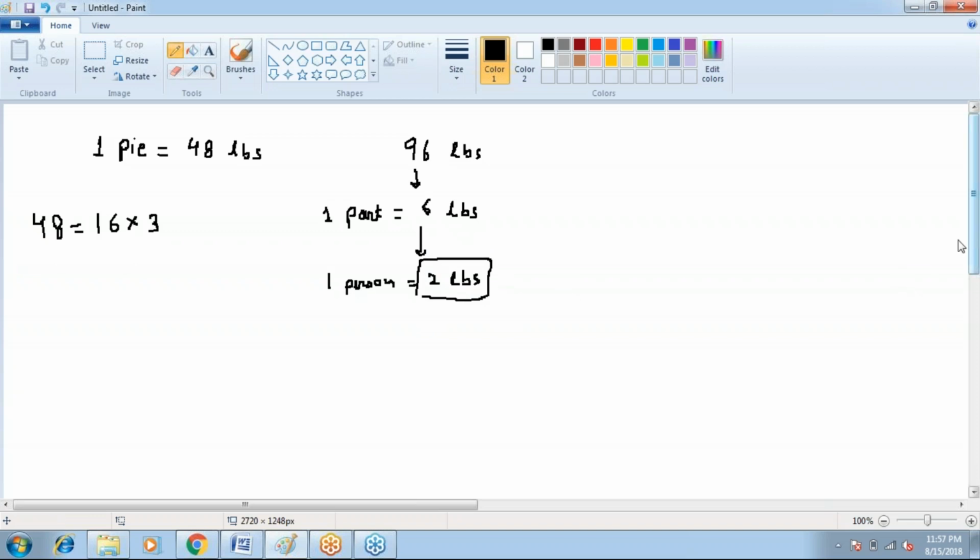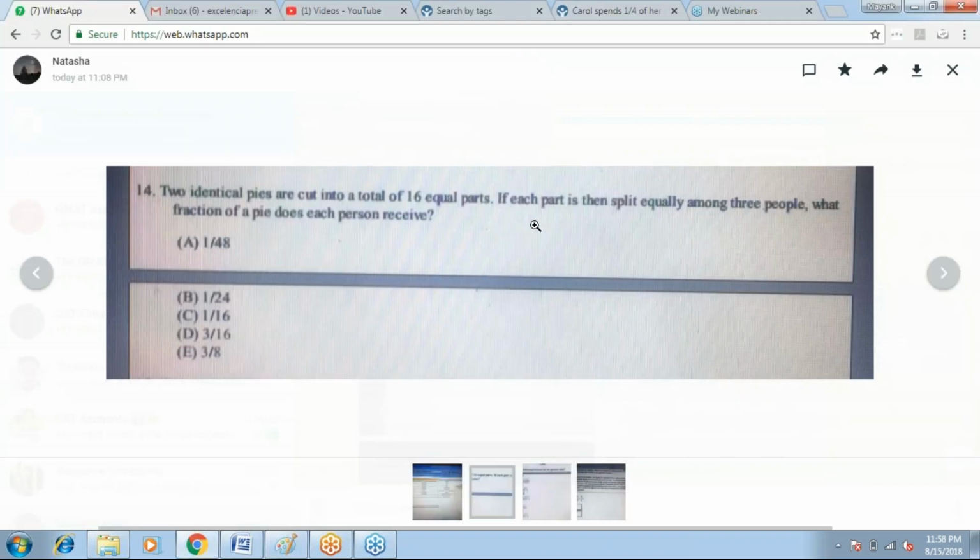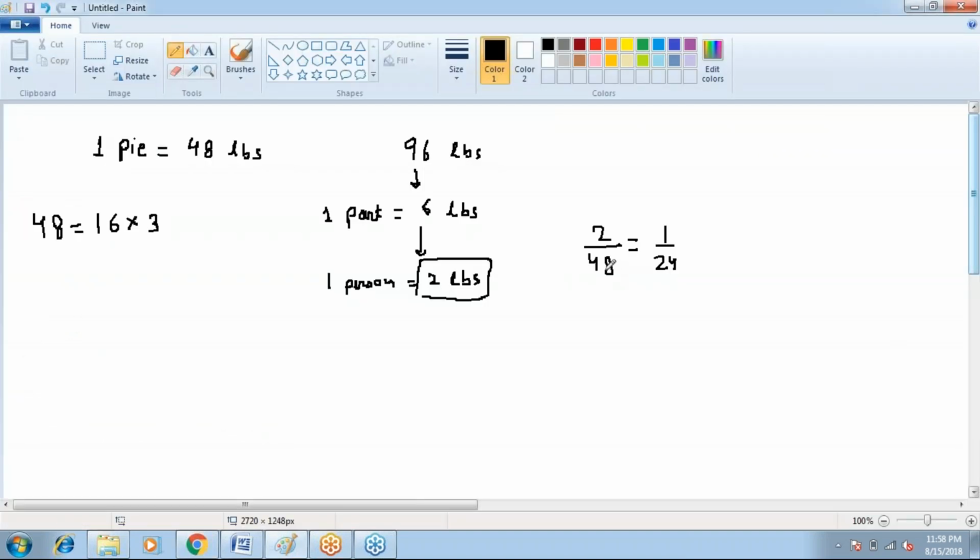Now they are asking what fraction of a pie is 2 pounds. So 1 pie is 48, one person is 2 pounds, so 2 pounds over 48 is what our answer is going to be. I repeat, in the question they said what fraction of a pie does each person receive? What fraction of a pie? And 1 pie is 48. So 2 of 48. So 1 upon 24 becomes the answer. Hope you get it.